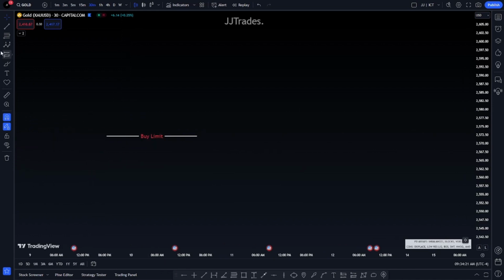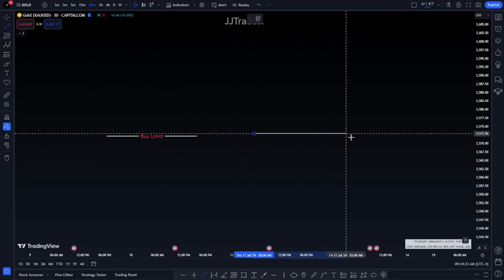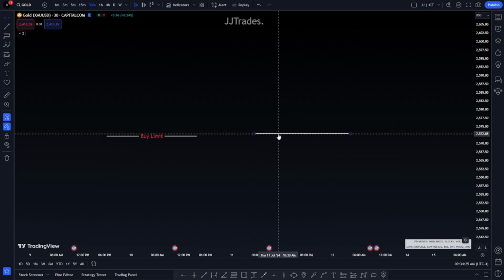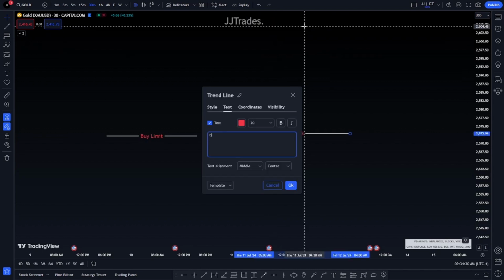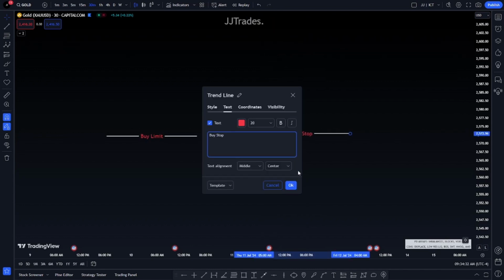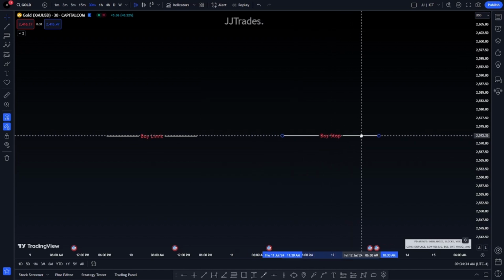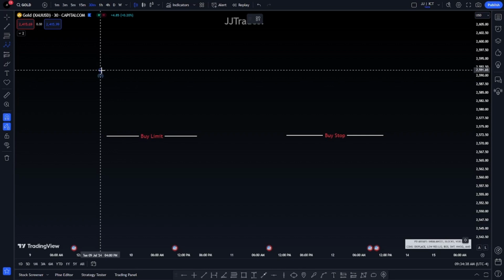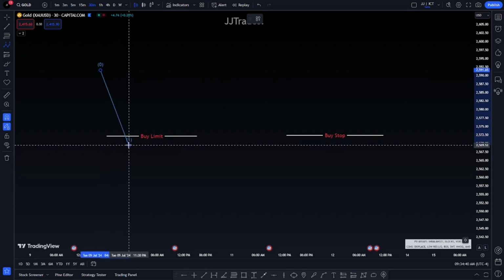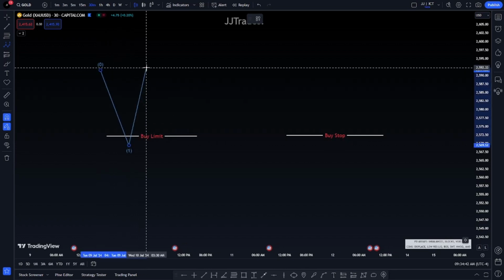So for a limit, let's draw another line so you can see this better. For a limit, it has to come down into it, and for a buy stop here, it'll go up into this price. So let me show you what I mean by that. A buy limit will go down into it and then go higher later.